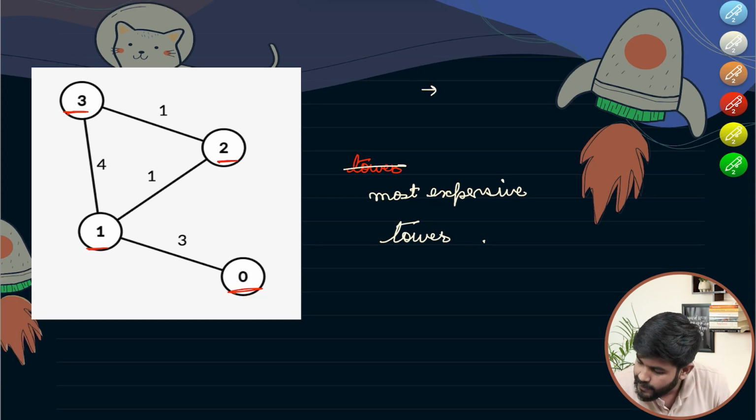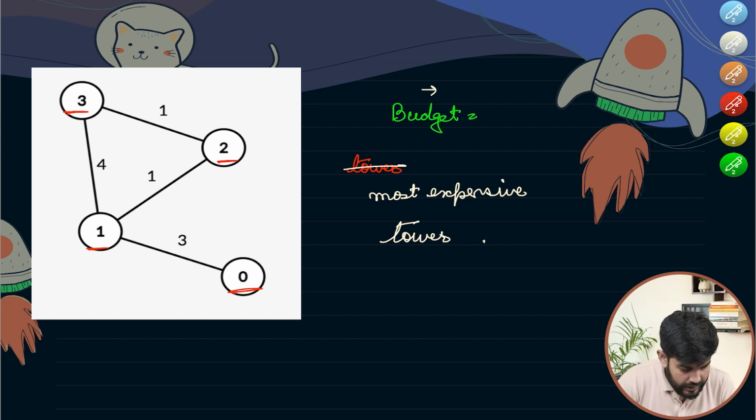Let's say I have a budget, okay? I have a budget, and let's say for this question, the budget is 4 rupees. Now I want to know that if I have 4 rupees, which is the tower which is the most expensive, in what terms? Like if I live at tower 3 and I have a budget of spending 4 rupees to visit each tower, how many towers can I visit?